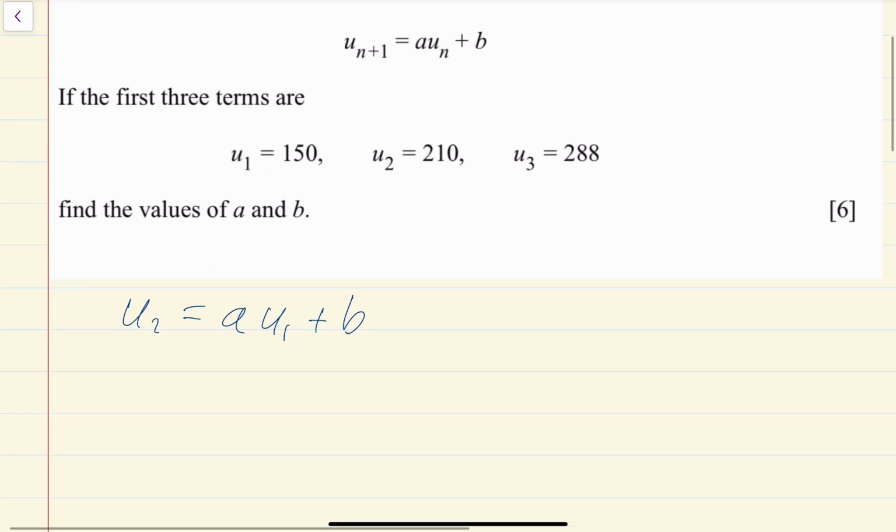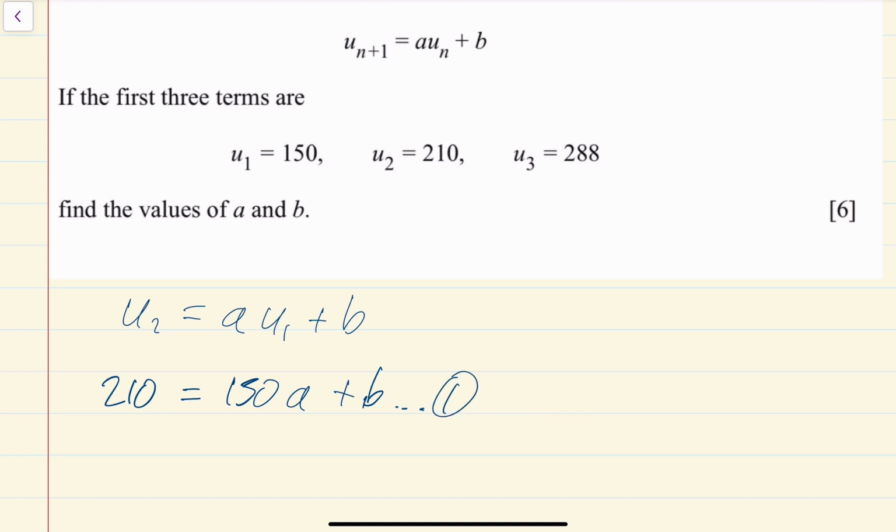So we'll use that to set things up, because in this question you're to find the values of a and b, and you're told that u2 is 210, your u1 is 150, and then you've got your b. So two unknowns and one equation so far, so that's equation 1.